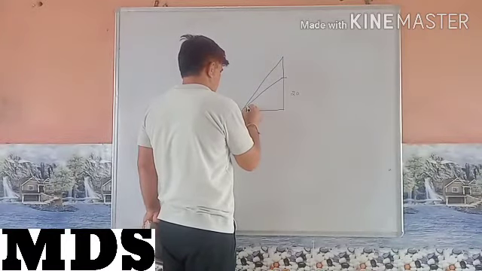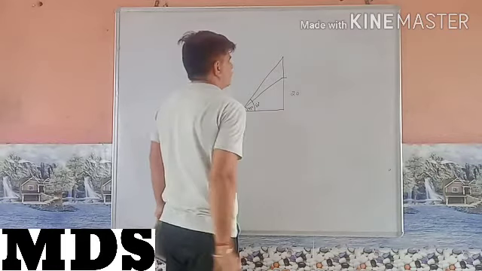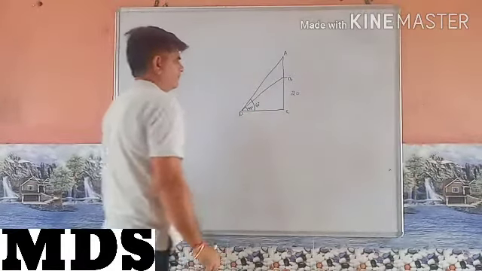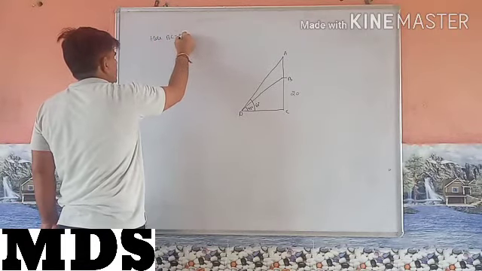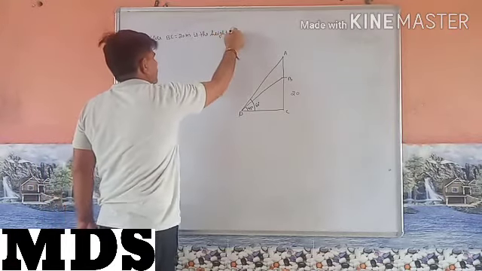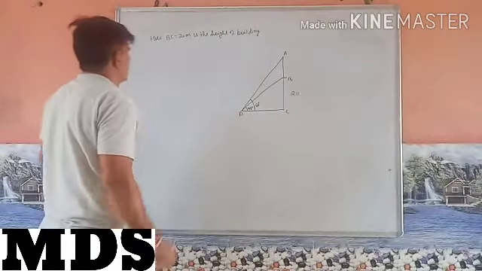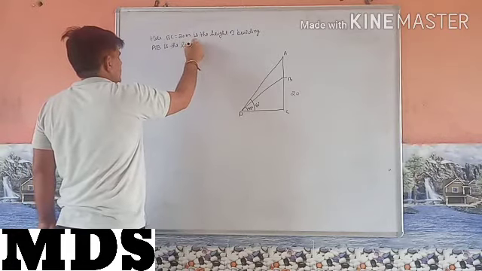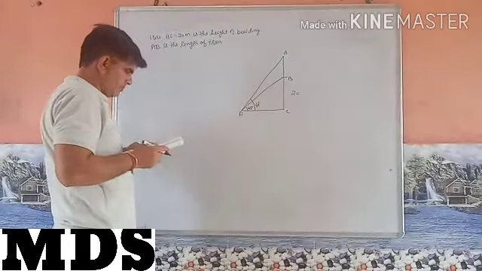This is how much degree? 45 degree. And this is how much? 60 degree. Name of this point: A, B, C, D. Here BC equal to 20 meter is the height of building. AB is the length of transmission tower.